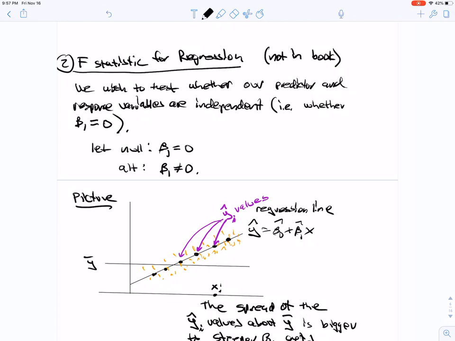Okay, so next we have the F statistic for regression. This is also not in the book. We wish to test whether our predictor and response variables are independent. In other words, let's say that we want to test that beta 1 is 0.